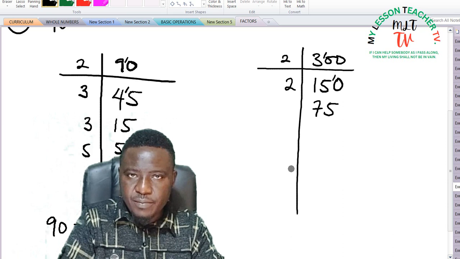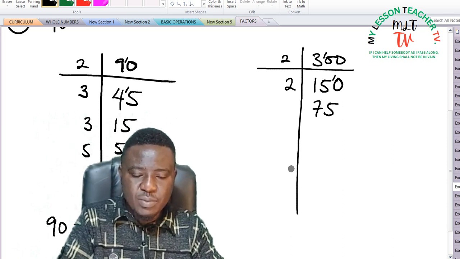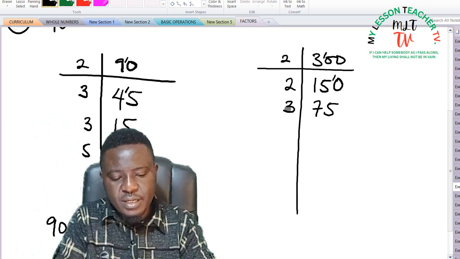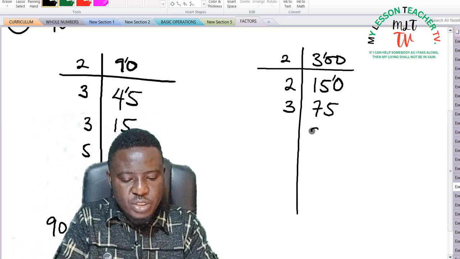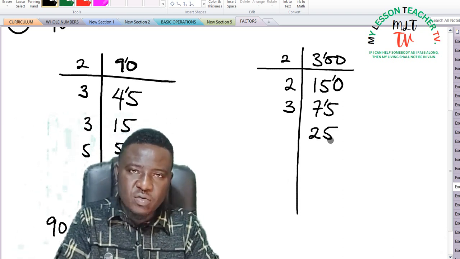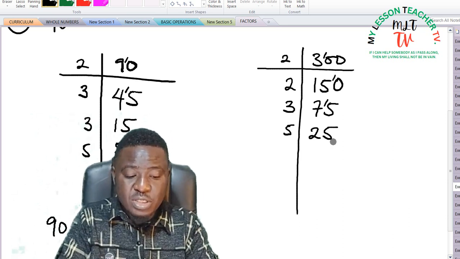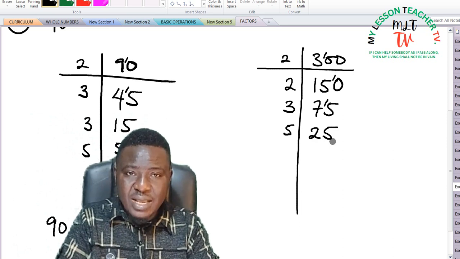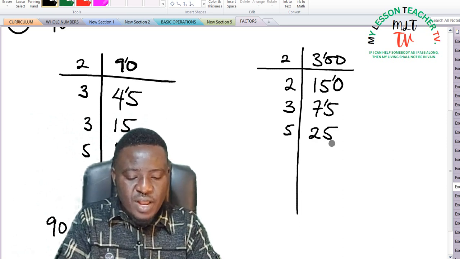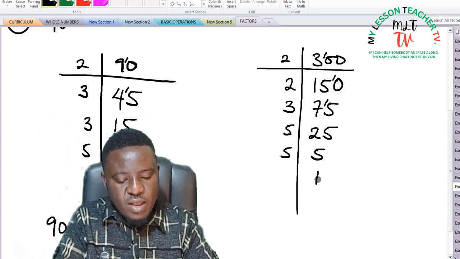So you test for 3. 7 plus 5 is 12, and 12 is divisible by 3. So it therefore means that 3 can divide 75. 3 into 7 is 2 times remainder 1. This becomes 15. 3 into 15 is 5. 3 can no longer divide, for 2 plus 5 is 7 and is not divisible by 3. So therefore test for 5. 5 can divide because the last digit is a multiple of 5. So 5 into 25 is 5 times, and 5 into 5 is 1.